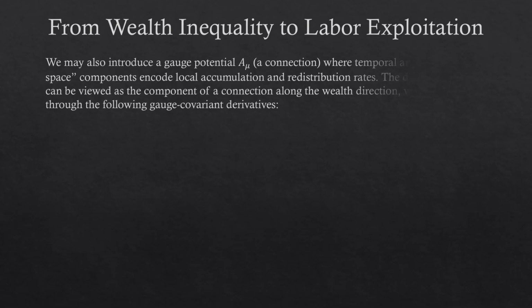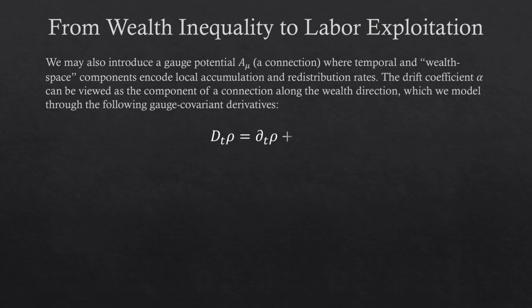We may also introduce a gauge potential, A sub mu, called a connection, where temporal and wealth space components encode local accumulation and redistribution rates. The drift coefficient alpha can be viewed as the component of a connection along the wealth direction, which we model through the following gauge covariant derivatives. So the covariant derivative for rho in the direction of time is equal to the partial time derivative of the wealth distribution plus the connection over time times the wealth distribution. The same then applies for omega.